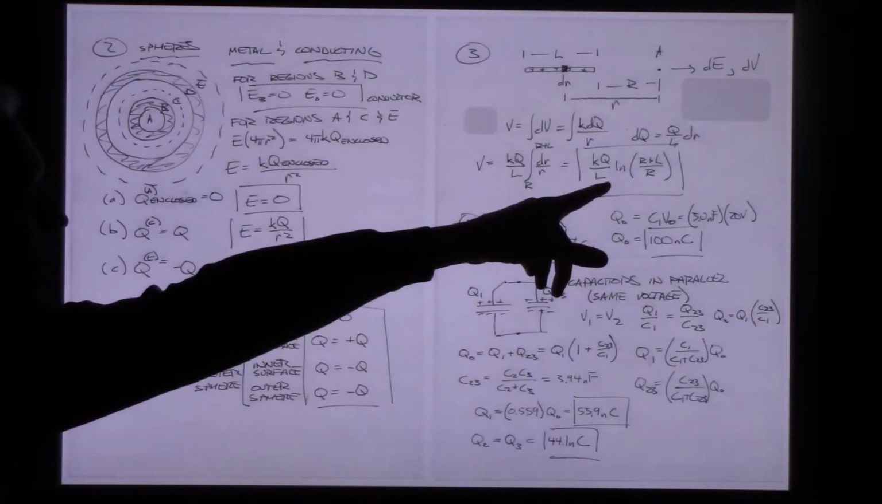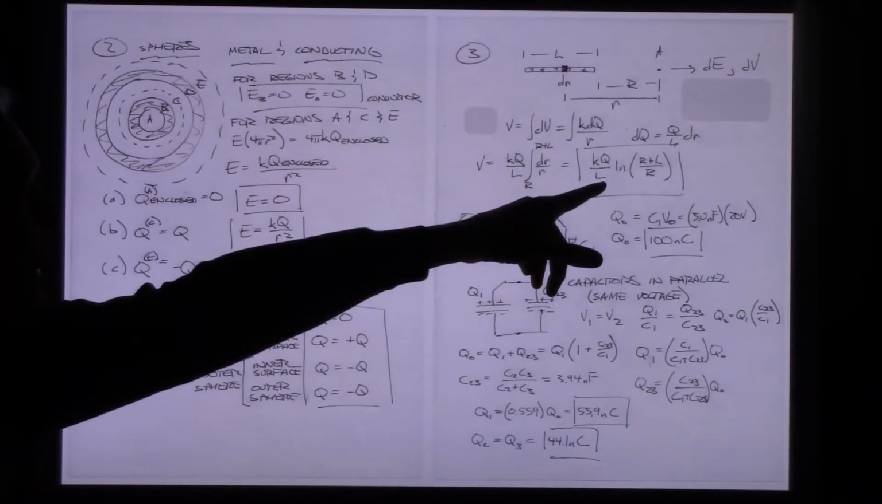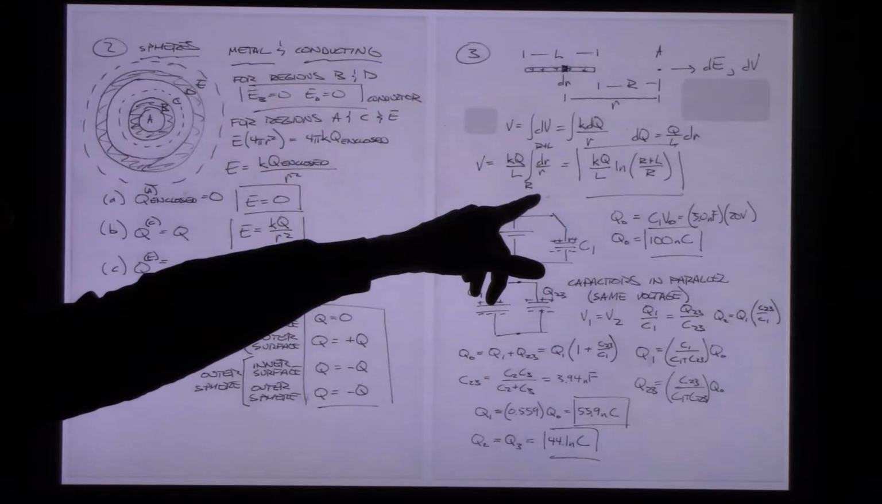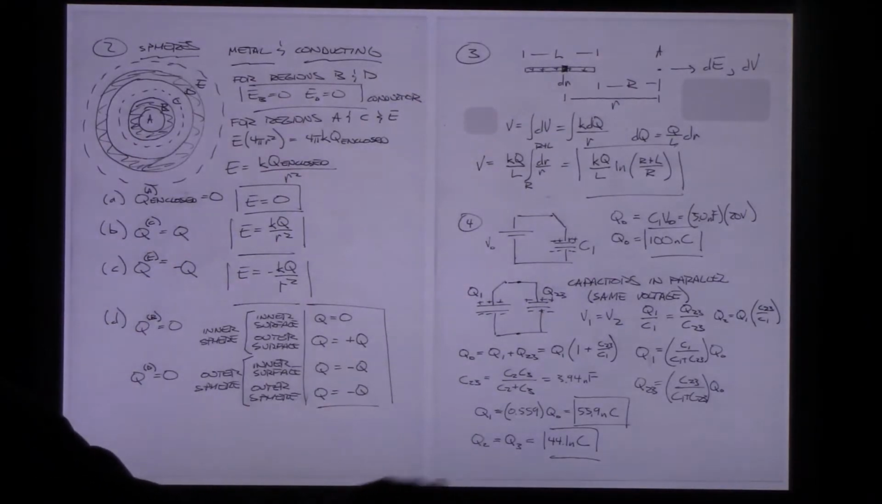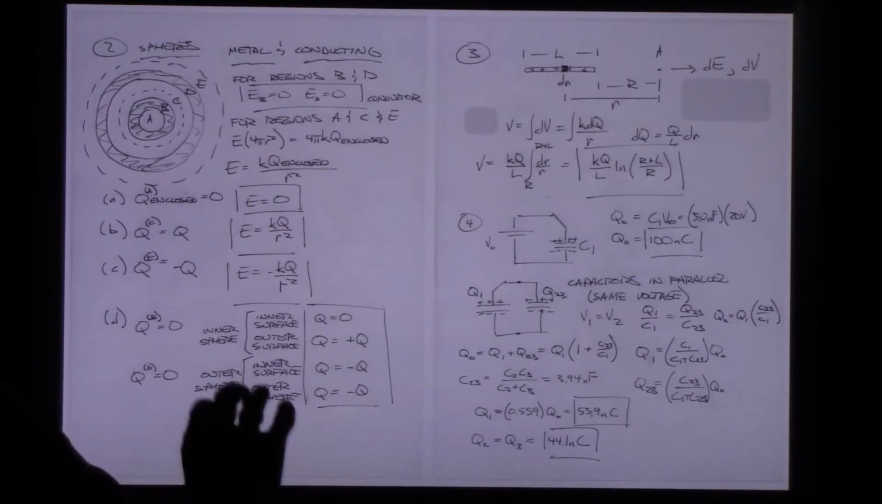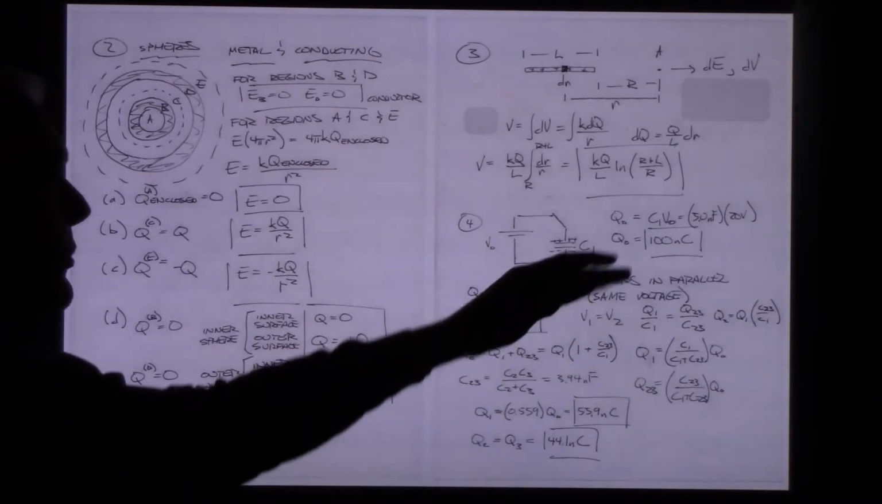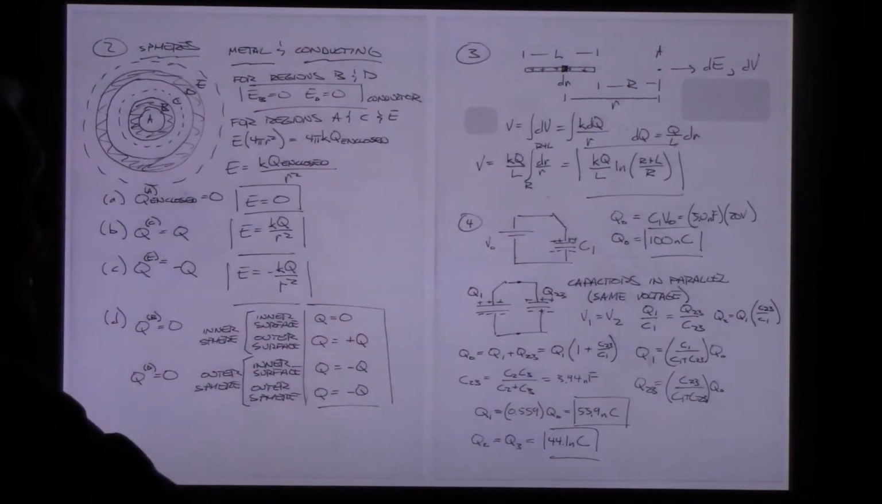When we carry out the integration, we get an ln of R plus L minus the ln of R, and when you subtract natural logs, those become the natural log of the ratio of those two numbers. And so that's it. That's our answer.